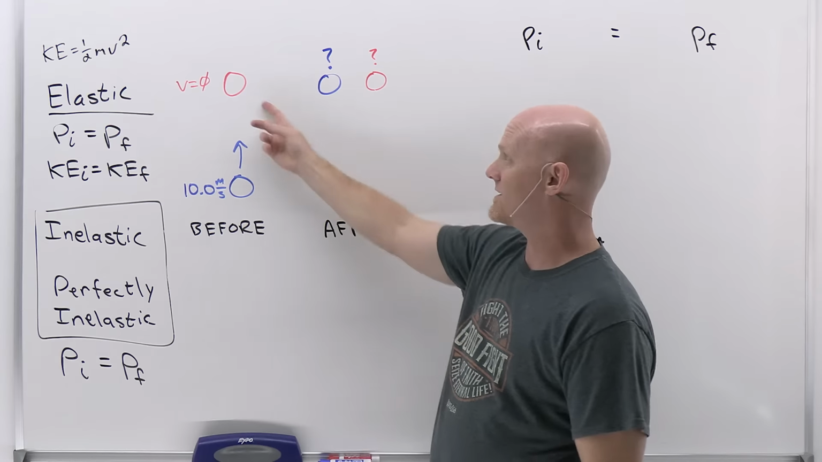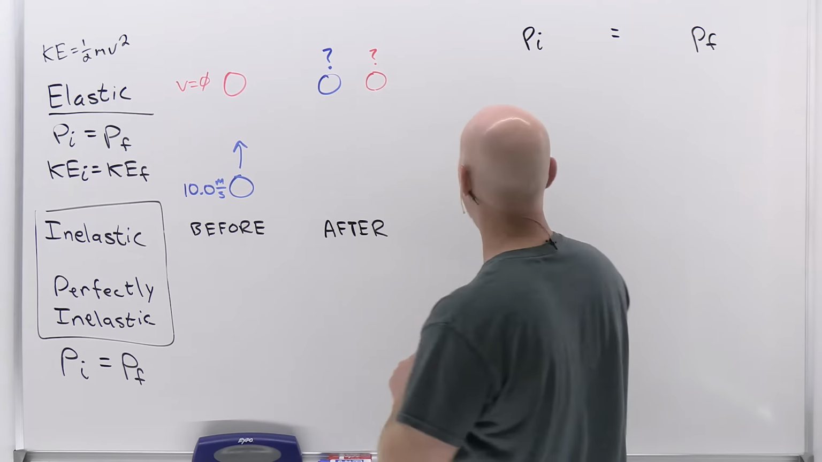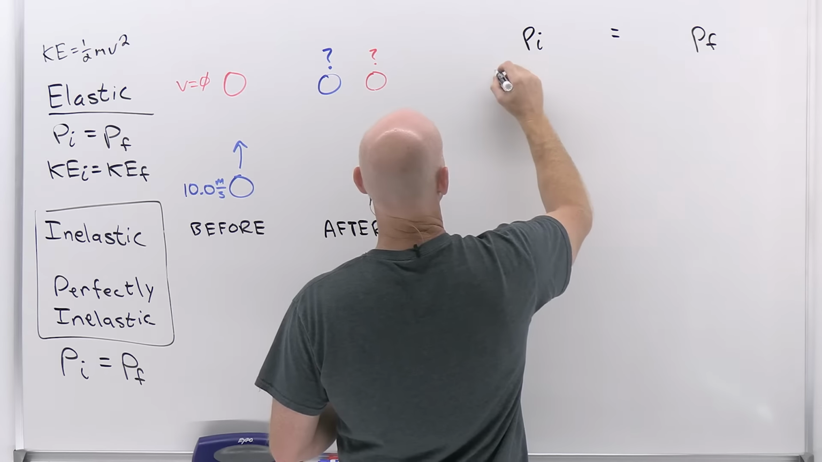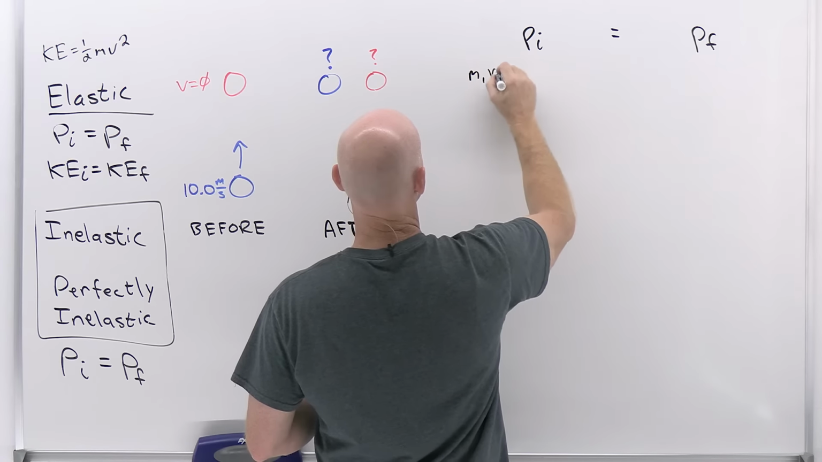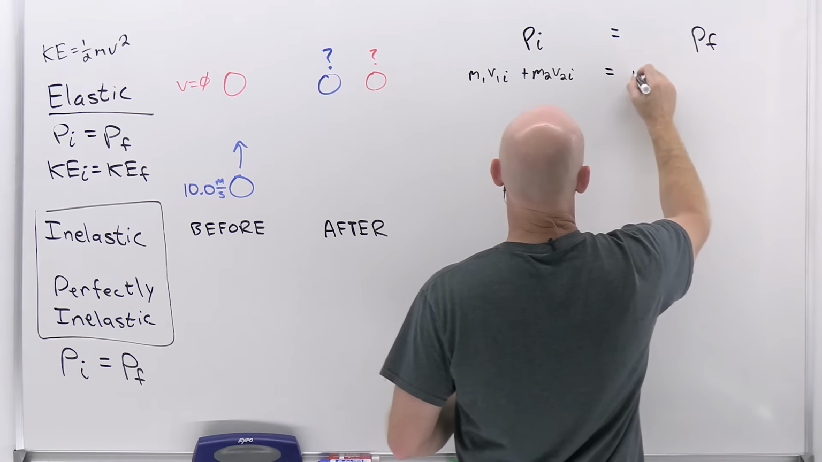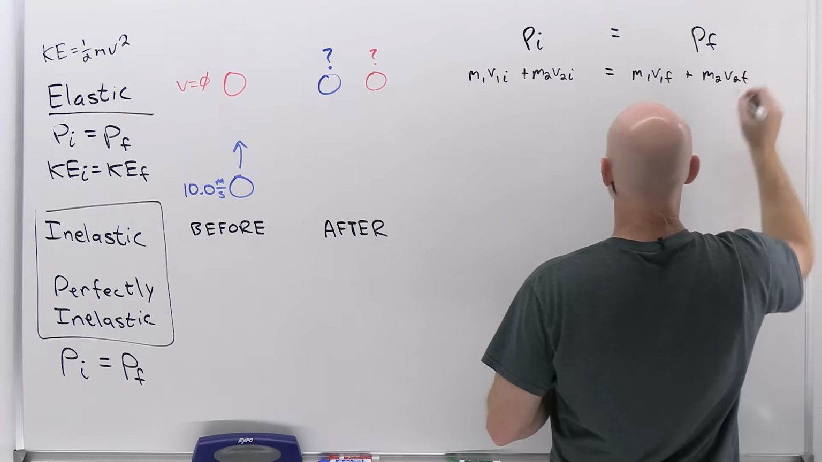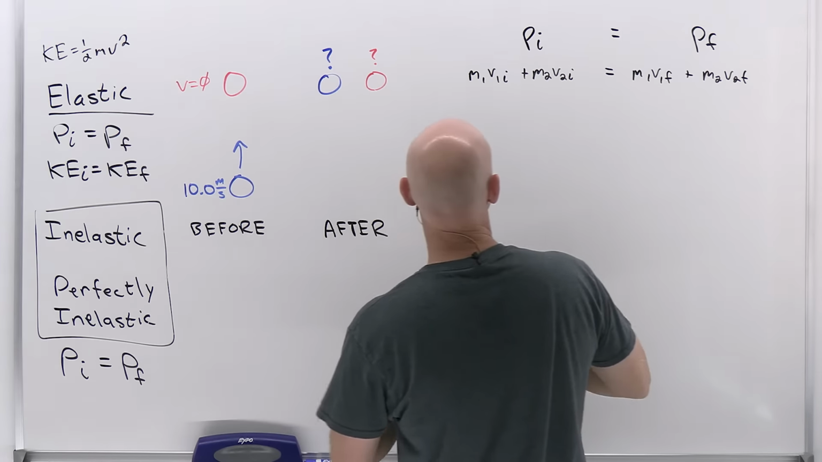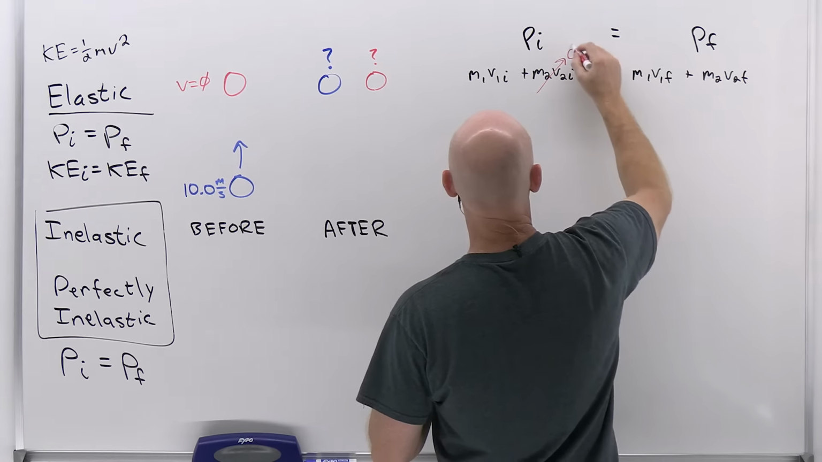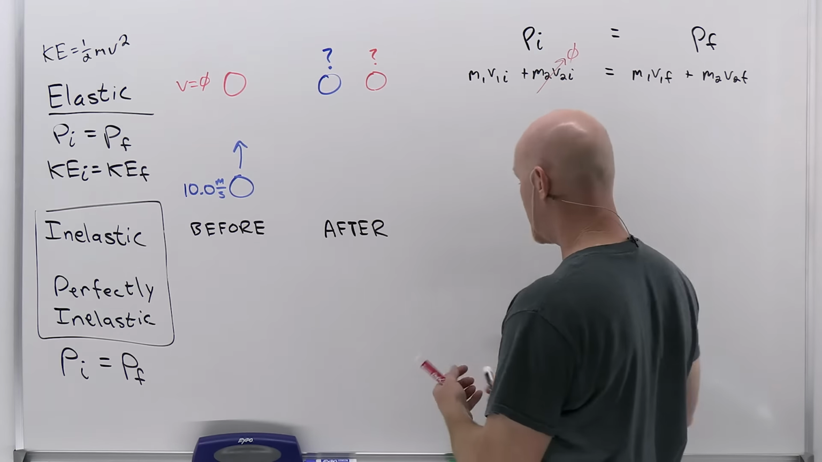And what's nice is that the initial velocity of the red ball is 0, and that term is going to go away. In fact, I'll write it out once: m1 v1 initial plus m2 v2 initial equals m1 v1 final plus m2 v2 final. And in our particular example, one of those terms is going to be 0 for sure, with no initial velocity for the red ball. It's stationary.